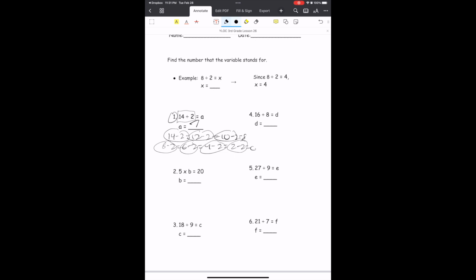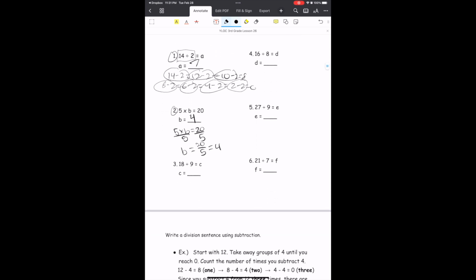And then let's do number 2. Oh, this one's a little different. So it says 5 times b is equal to 20. Well, if 5 times b is equal to 20, how would we find b? Since we're multiplying, can't we just divide by 5 on both sides? So this would turn into 5 times b is equal to 20, and then divide both sides by 5. So you will get b is equal to 20 divided by 5. And 20 divided by 5 is equal to 4. So b is equal to 4.